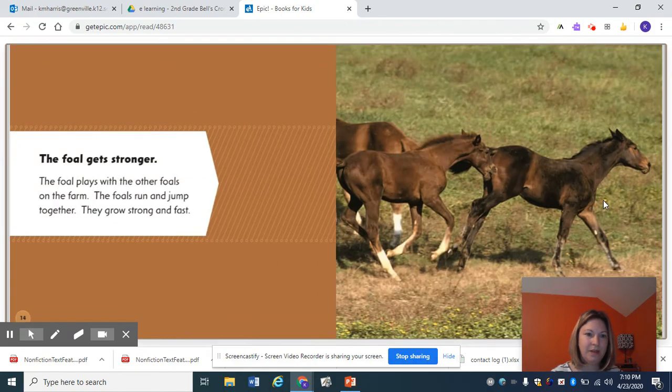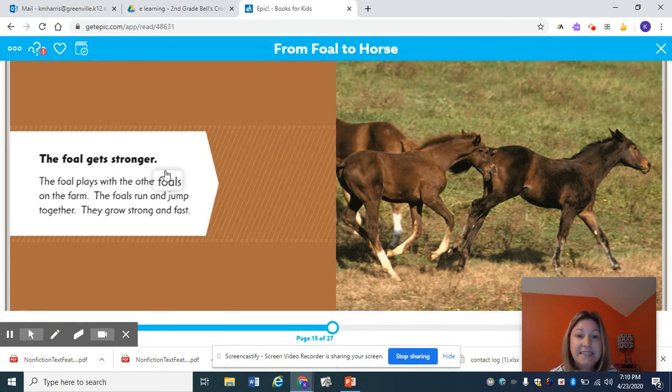Oops. So on this page, I would like for you to point to the heading. And I'd like for you to think, how do you know it's the heading? Well, I know it's the heading because it's a darker color. We call that bold. It's a darker color than the rest. It's also set apart from the rest. And it looks like the words might be just a little bit bigger. So the heading is the foal gets stronger.